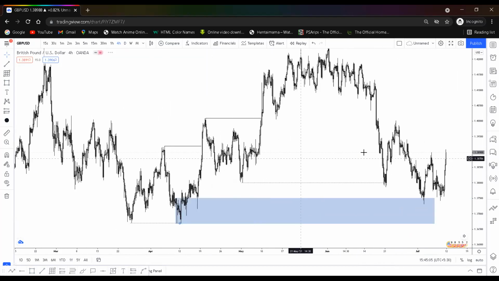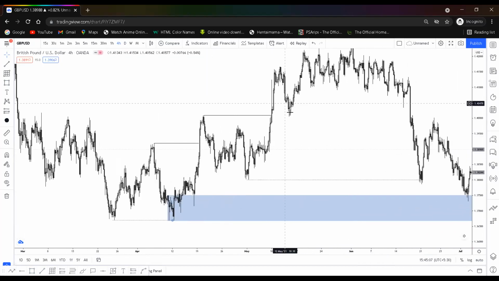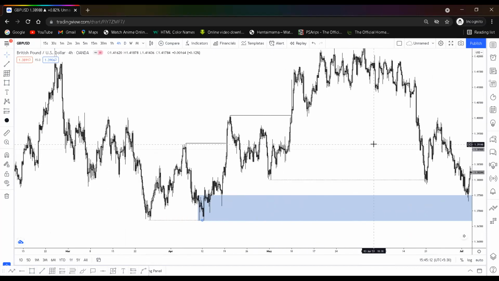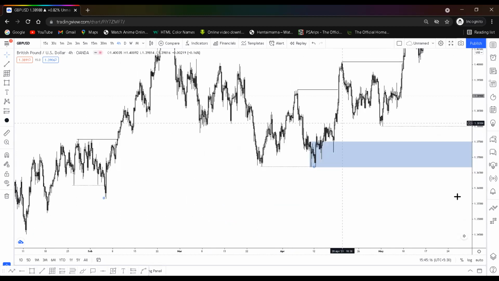Now you see how we avoided all of the other POIs. Like we avoided this, we avoided this, we avoided this, we avoided this. And now we have only one to choose. Okay, we have only one to choose. That's this. That's the daily order block.